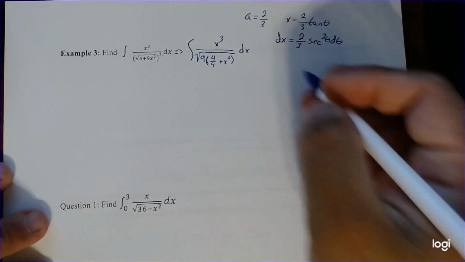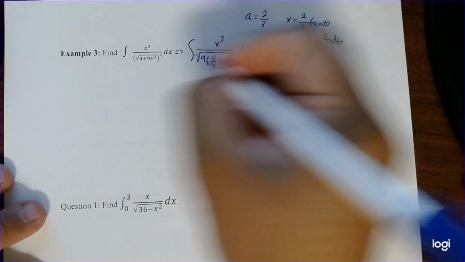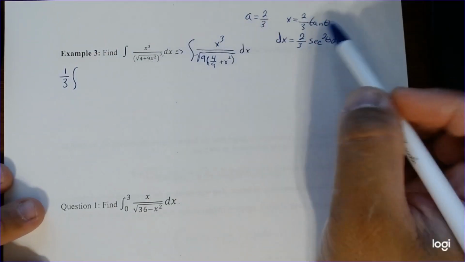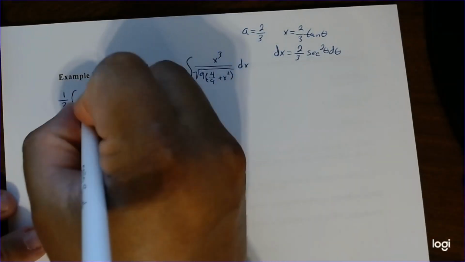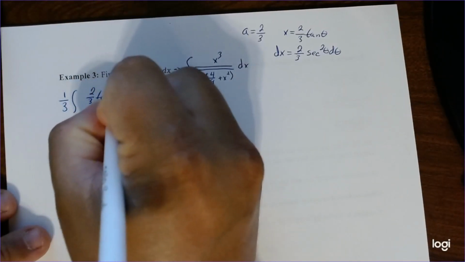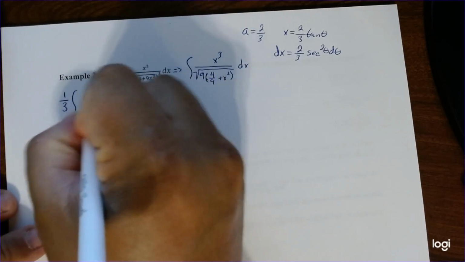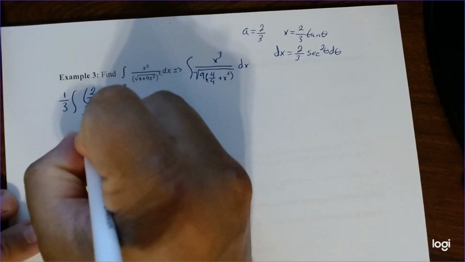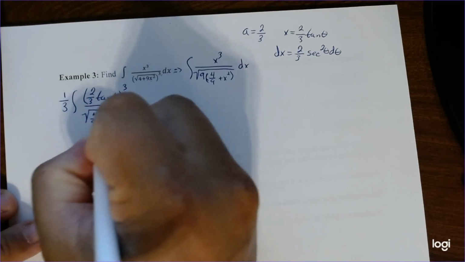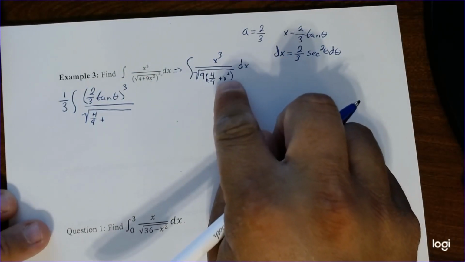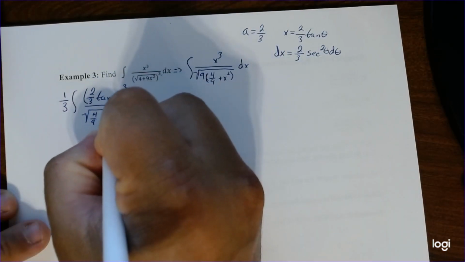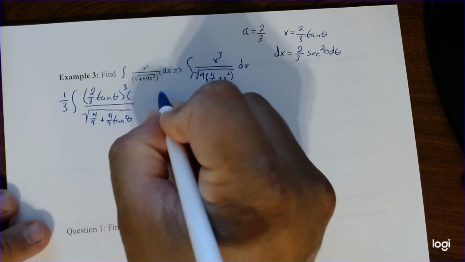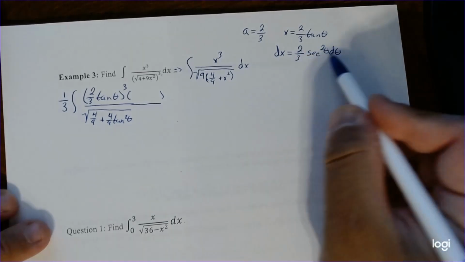So after rewriting this, putting all this stuff together, I have 1/3 on the outside, integral of x to the third power, so that's going to be this whole thing to the third power, divided by 4 over 9 plus x squared. Again, I'm just going to square that and make it a little faster, so the 4/9 tan squared theta. And the last thing here is the dx, which is all of that.